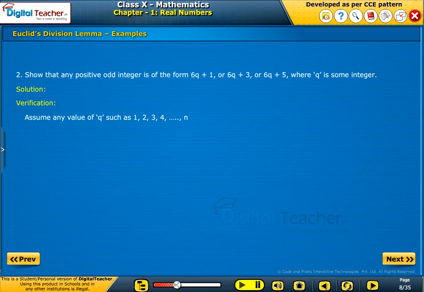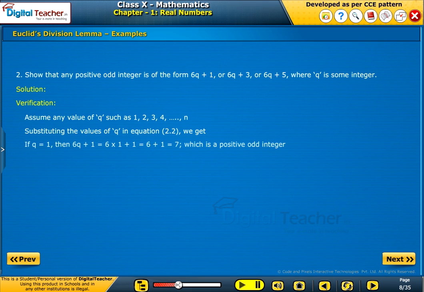Verification. Assume any value of q such as 1, 2, 3, 4, and so on up to n. Substituting the values of q in equation 2, if q equal to 1, then 6q plus 1 is equal to 6 into 1 plus 1, which is equal to 6 plus 1, that is 7, which is a positive odd integer. 6q plus 3 is equal to 6 into 1 plus 3, which is in turn equal to 6 plus 3, that is 9, which is a positive odd integer.